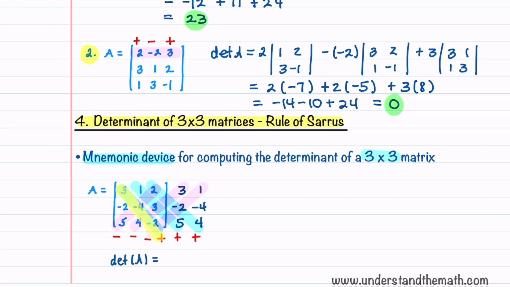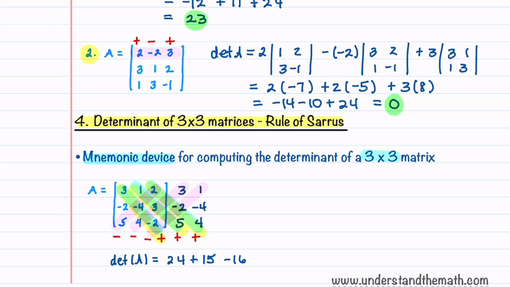Our first multiplication is 3 times minus 4 times minus 2, which is a 24. Our second multiplication gives us a 15. We're just multiplying all three numbers. And then our next one is going to be minus 16.